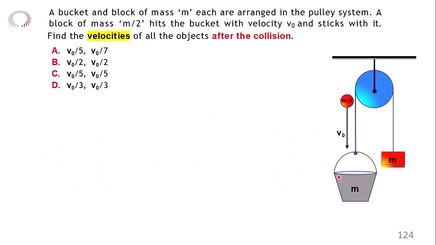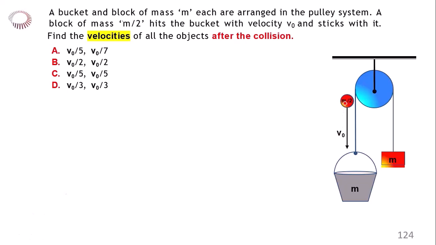Okay. So again, there is a bucket and there is a mass, a block, and they are connected with the pulley system. Now there is a ball of m by 2 mass that hits the bucket with the velocity v0 and sticks with it. Sticks with it means that it will also move with the same speed. Now you are asked to calculate the velocity of all the objects after the collision.